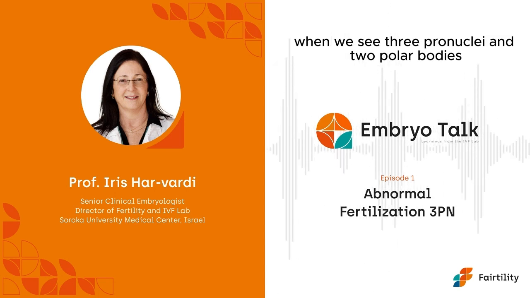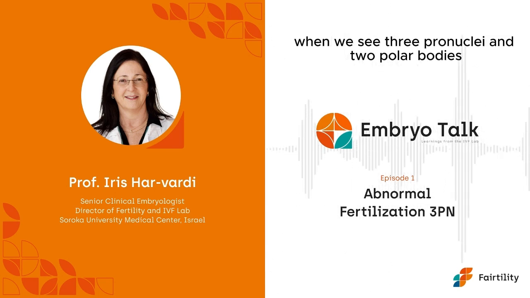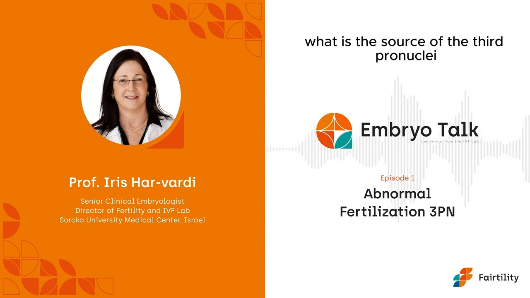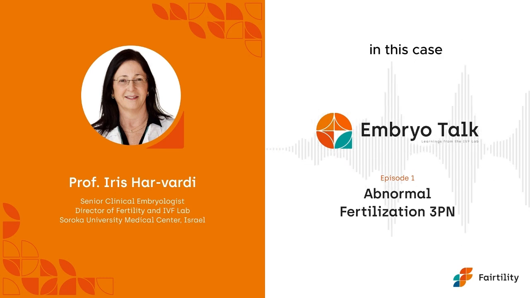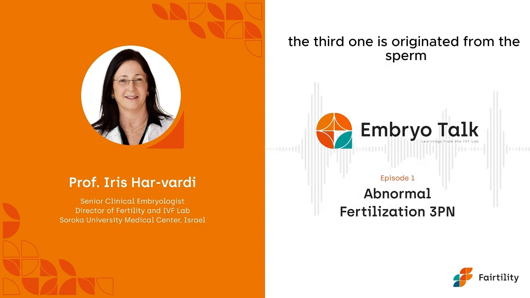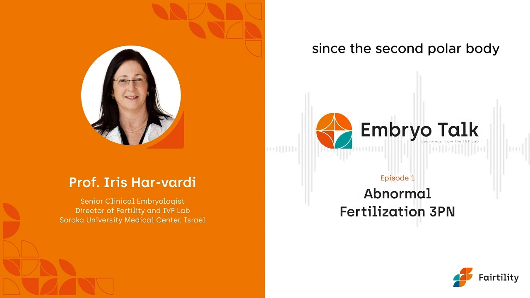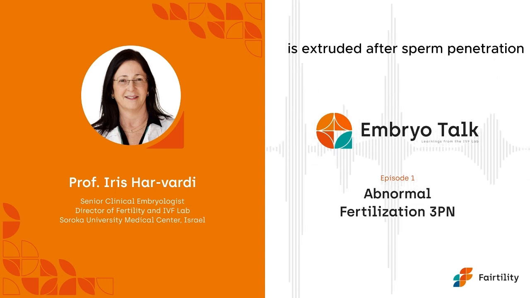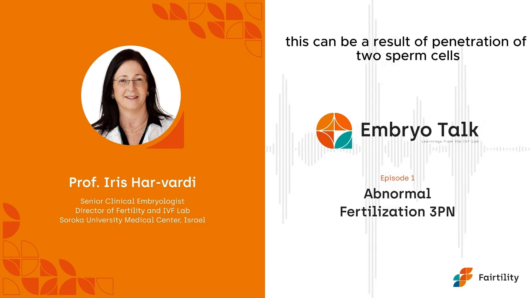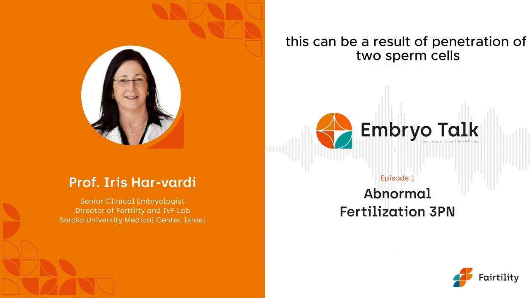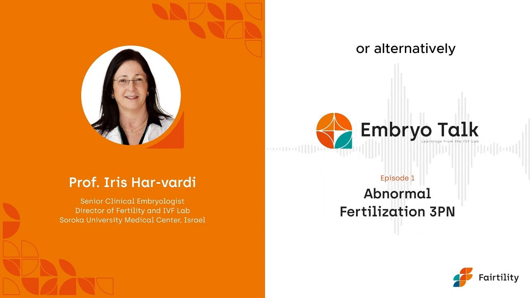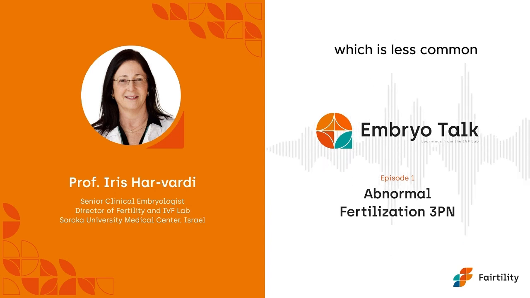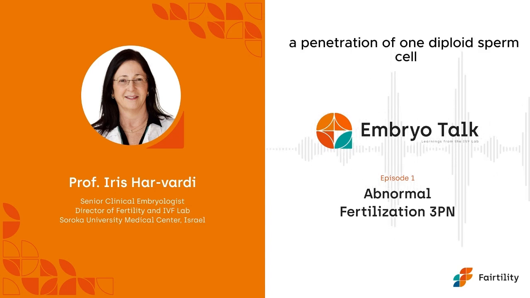When we see 3 pronuclei and 2 polar bodies, what is the source of the third pronucleus? In this case, the third one originated from the sperm, since the second polar body is extruded after sperm penetration. This can be a result of penetration of 2 sperm cells, or alternatively, which is less common, penetration of 1 diploid sperm cell.